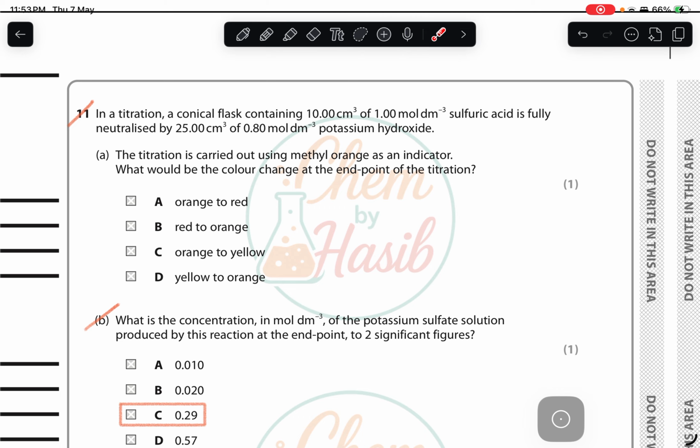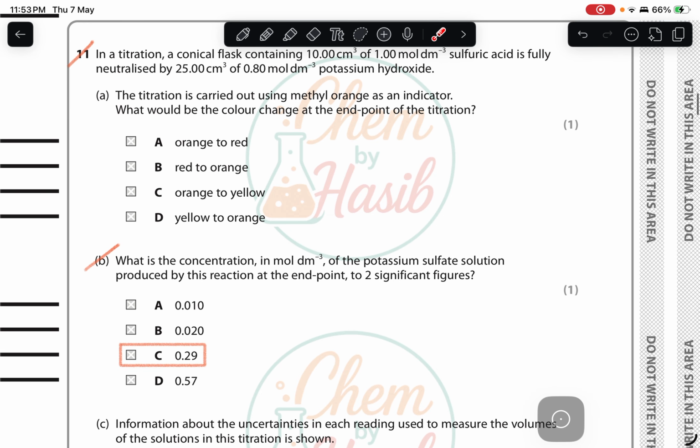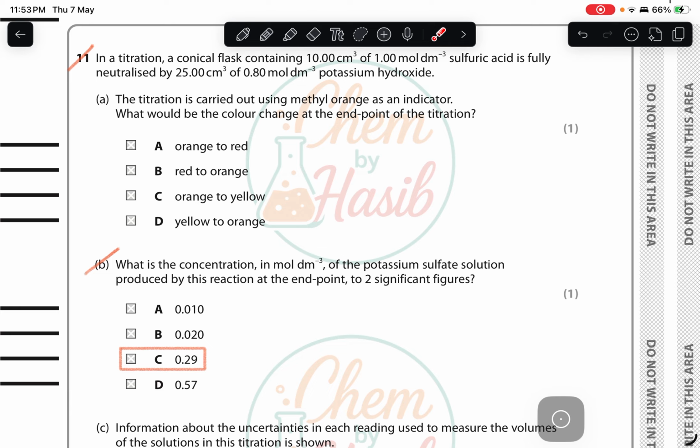11b, it says what is the concentration of potassium sulfate produced by the reaction at the end point, and you have to give the answer to two significant figures. You have to find the concentration of the potassium sulfate solution. So initially what you do is you should find the moles of potassium hydroxide or sulfuric acid. You can find the moles of any one of them.